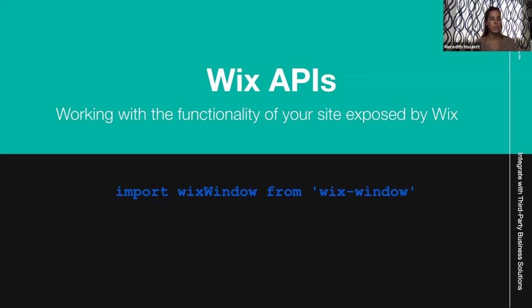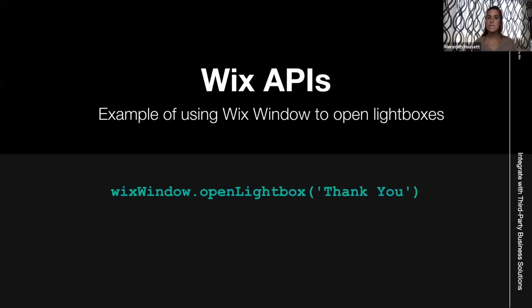In this case, we're just importing wixWindow from the Wix Window API. And then what this can enable us to do is open a lightbox. So now we can actually control how the windows are going to respond on our page. When we're doing a payment, maybe we don't want the thank you lightbox to pop up if the payment wasn't successful. So we can use wixWindow.openLightbox in conjunction with some if statements to make sure that the page only opens if the payment was successful. So we can start incorporating API responses with the Wix APIs to create a really dynamic and robust response.